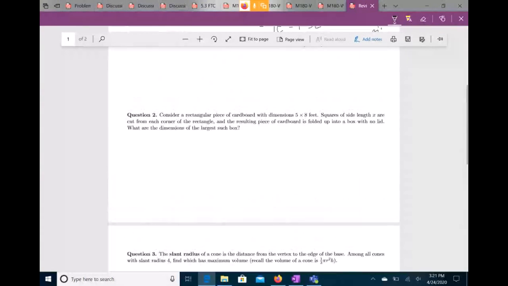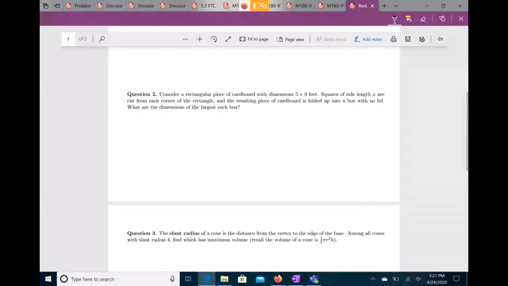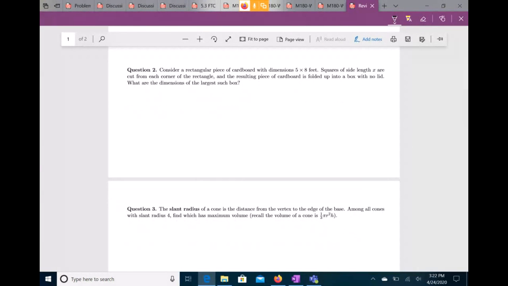All right, in the interest of time, I'm going to skip this next one because all these problems are basically the same thing. They have the same process, and I want to move on to the actual optimization problems. Consider a rectangular piece of cardboard with dimensions 5 by 8 feet. Squares of side length x are cut from each corner of the rectangle, and the resulting piece of cardboard is folded up into a box with no lid. What are the dimensions of the largest such box? Largest means we're maximizing the volume.